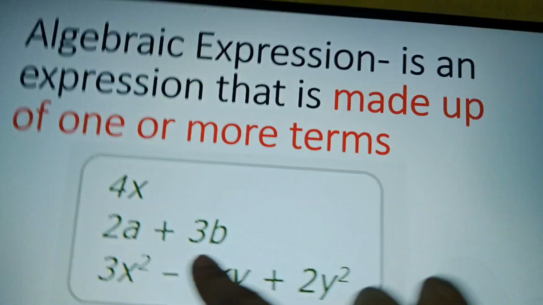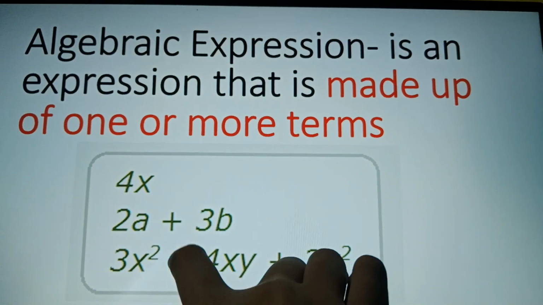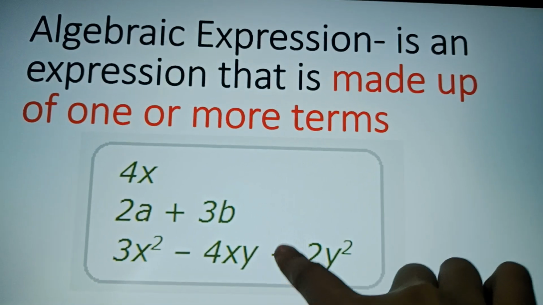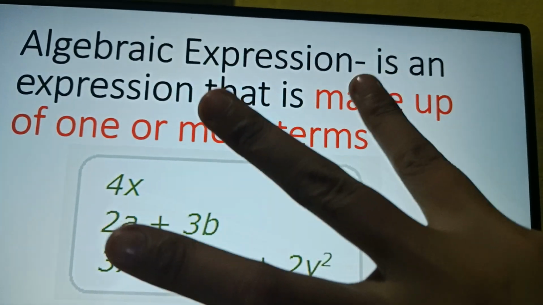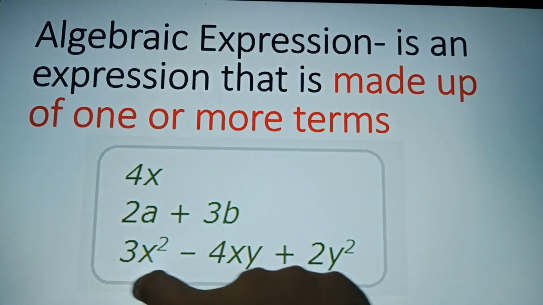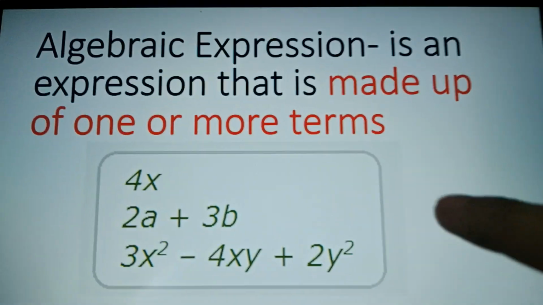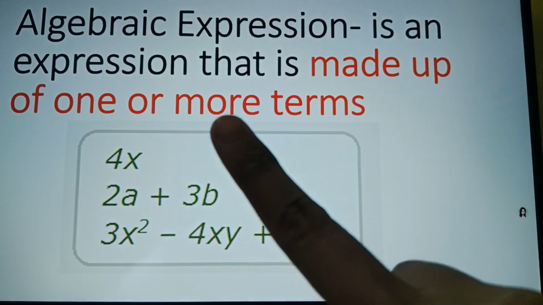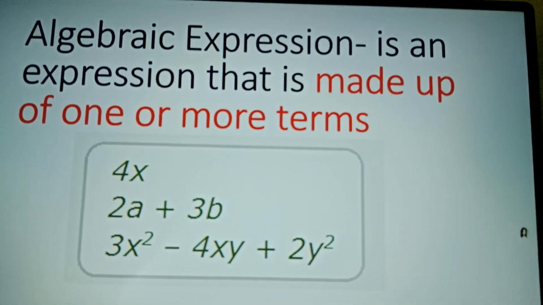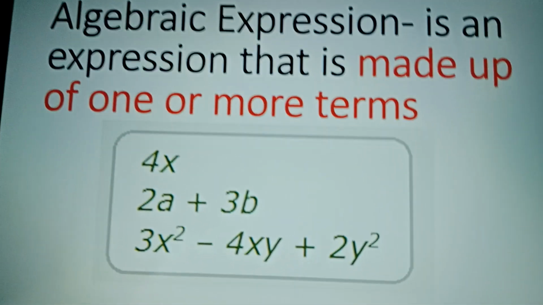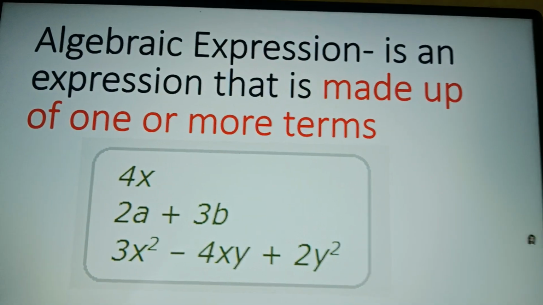Another example, which is the last one of algebraic expression, is here: 3x squared minus 4xy plus 2y squared. There are three terms in total. Why? This one, and this one. So an algebraic expression is made up of one or more terms. So that is an algebraic expression. There are variables and constants that you can see.